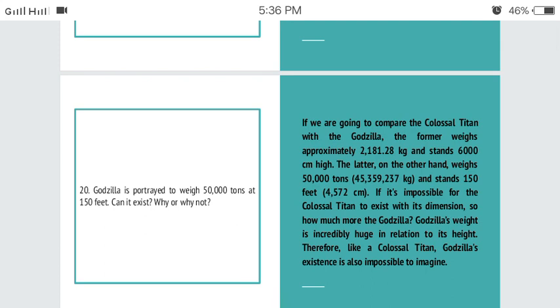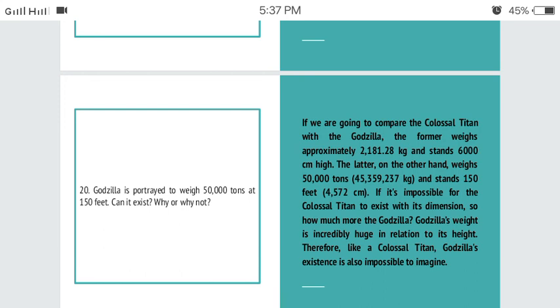20. Godzilla is portrayed to weigh 50,000 tons at 150 feet. Can it exist? Why or why not? If we are going to compare the Colossal Titan with Godzilla, the former weighs approximately 2,181.28 kilograms and stands 6,000 centimeters high. The latter, on the other hand, weighs 50,000 tons, that is 45,359,237 kilograms, and stands 150 feet, that is 4,572 centimeters. If it's impossible for the Colossal Titan to exist with its dimensions, how much more Godzilla?